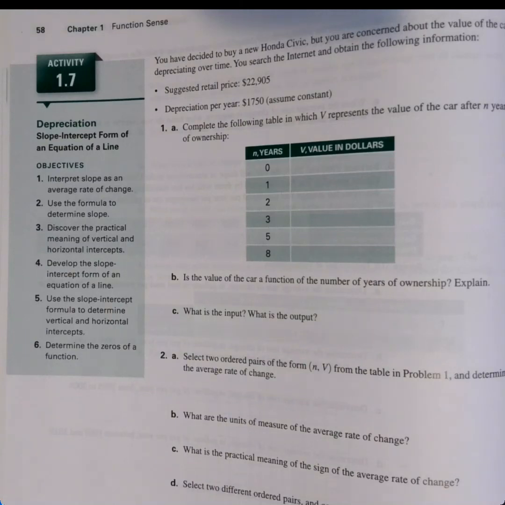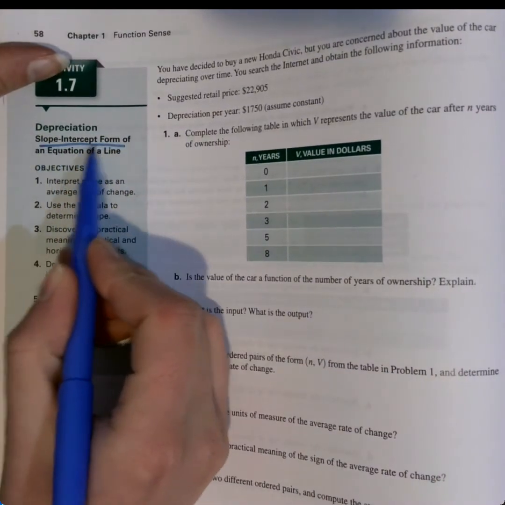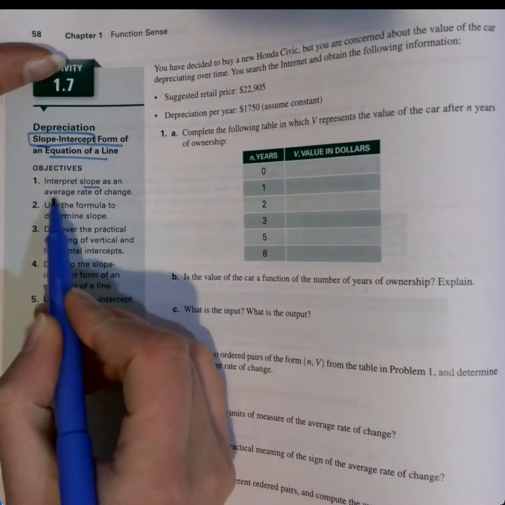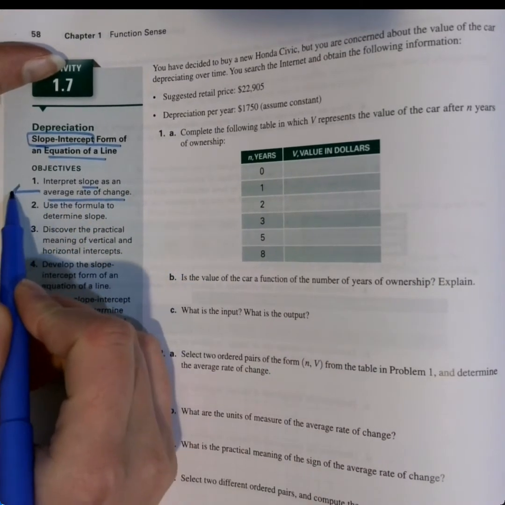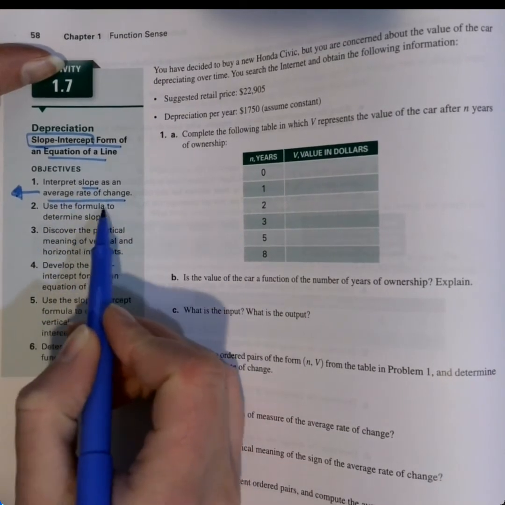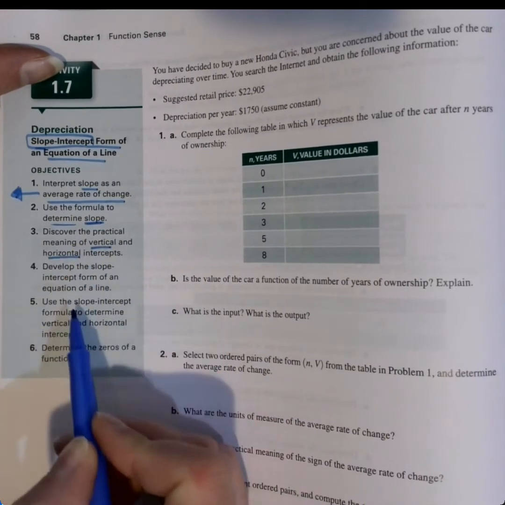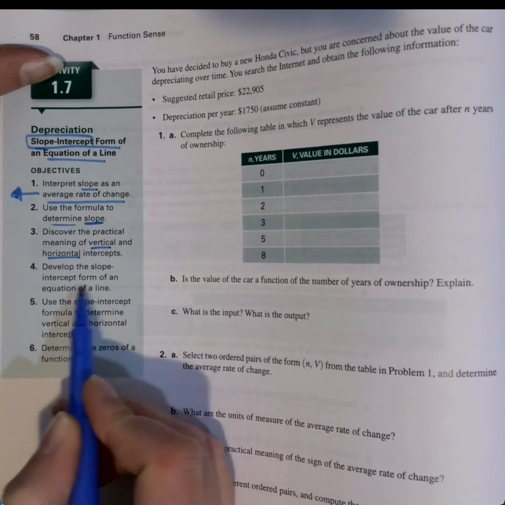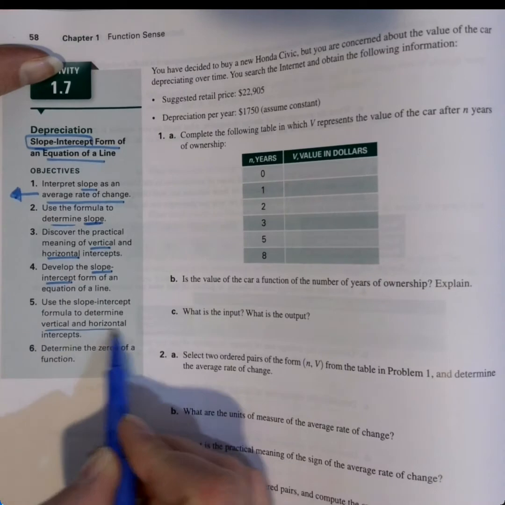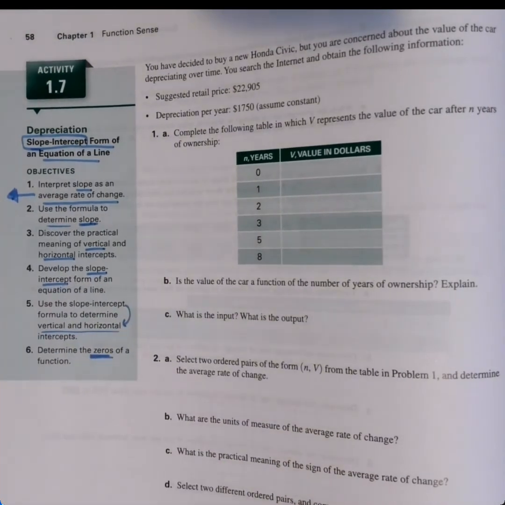In section 1.7, we're looking at depreciation and the slope-intercept form of the equation of the line. We're going to interpret slope as the average rate of change. We talked about the average rate of change in section 1.6. We're going to talk about that in terms of slope. We're going to use the formulas to determine slope again, talk about the practical meaning of the vertical and horizontal intercepts, and developing the slope-intercept form of the equation of the line, and then using that form to get our vertical and horizontal intercepts, and then talking about the definition of zeros, what those zeros of a function are.